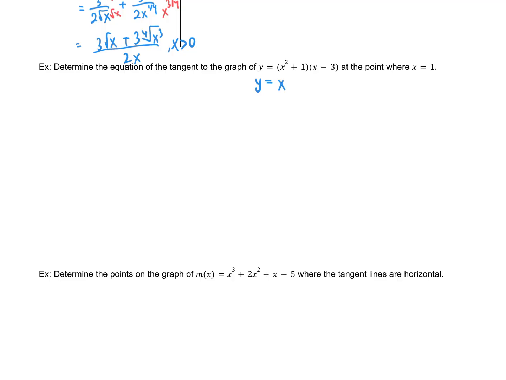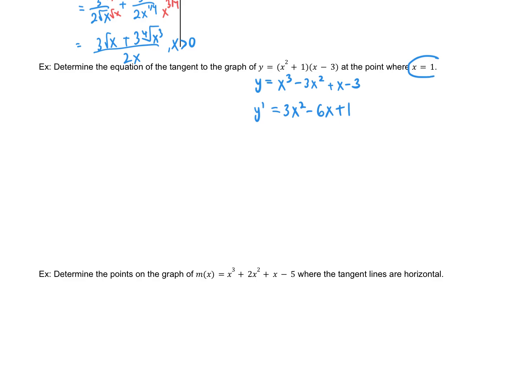rules. So x cubed minus 3x squared plus x minus 3. Now I'm going to find the derivative. I know the derivative represents the slope of the tangent, so that's going to help me find m in y equals mx plus b. The derivative is 3x squared minus 6x plus 1.